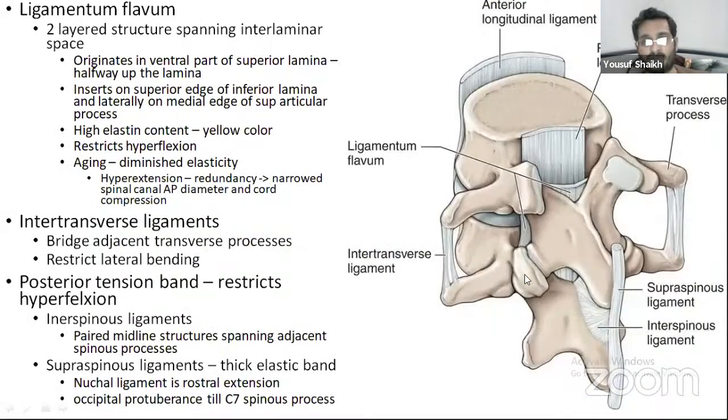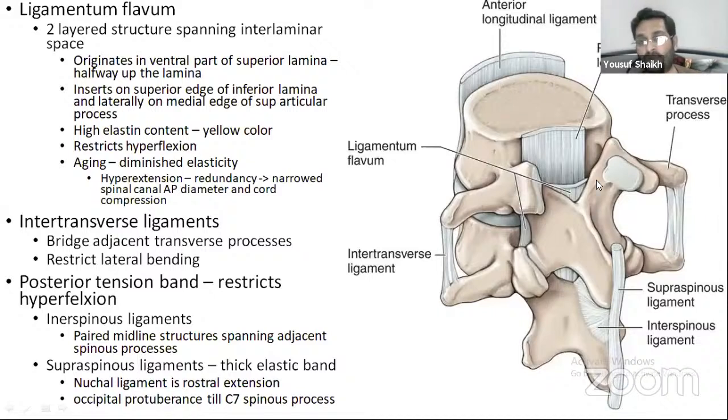The other ligaments which contribute to the stability of the subaxial cervical spine, other than ALL and PLL, are the intertransverse ligament, supraspinous ligament, interspinous ligament, and ligamentum flavum. Now, ligamentum flavum is also an important ligament, and it is also referred to as the yellow ligament because of its distinctive yellow-like coloration. Ligamentum flavum tends to span the interlaminar space, and it extends from the inferior border of the upper lamina to the upper border of the lower lamina.